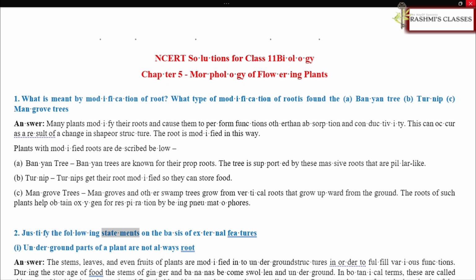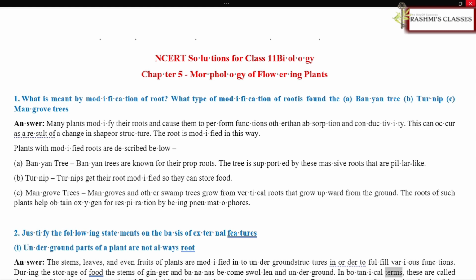Justify the following statements on the basis of external features. Underground parts of a plant are not always roots. Answer. The stems, leaves, and even fruits of plants are modified into underground structures in order to fulfill various functions. During the storage of food, the stems of ginger and banana become swollen and underground.